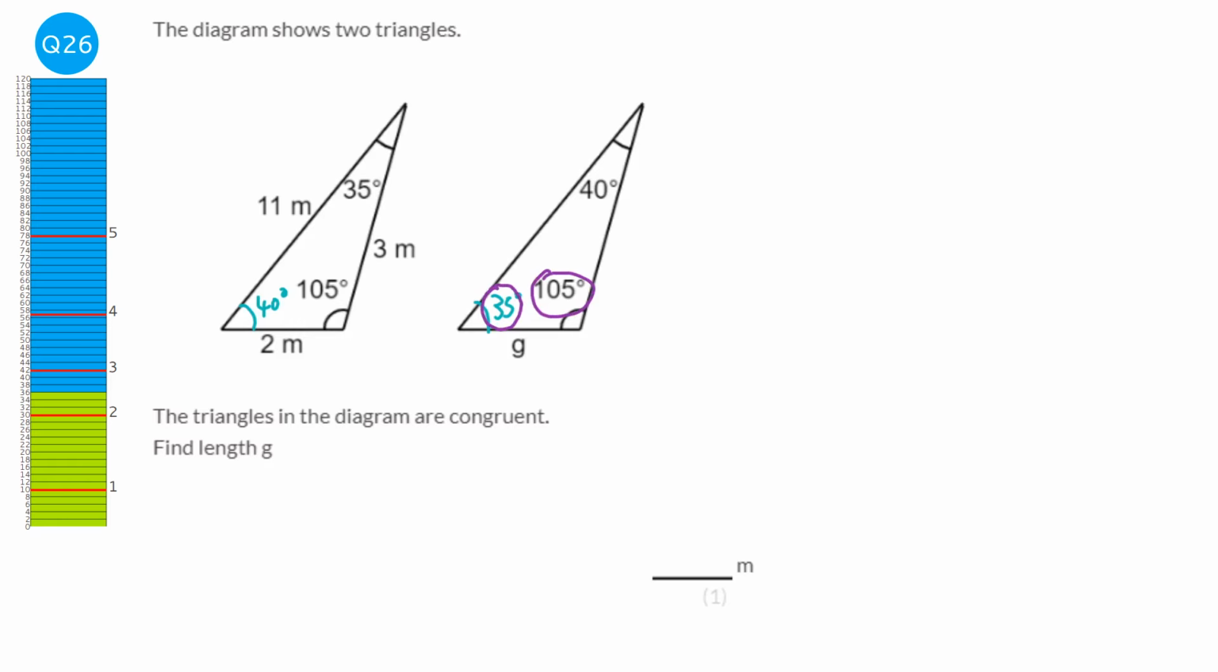Well, the 2 meters is between the 40 degrees and the 105 degrees. So if we look at this left-hand triangle and see where the 35 degrees is, it's up here. So actually the corresponding lengths are this one and this one. And because they're congruent triangles, we know that the lengths are going to be the same.